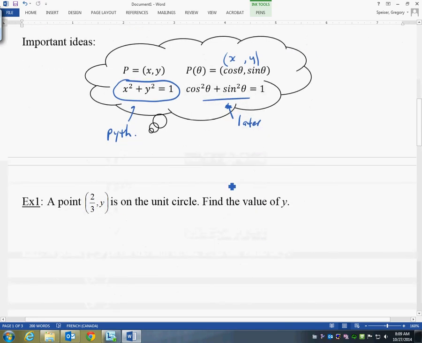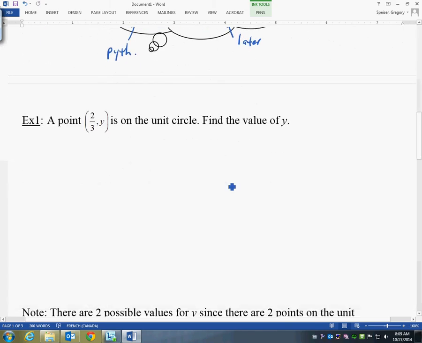Okay, moving on to the next page, we can start answering a few questions here. It says there's a point 2/3 comma y on the unit circle. Find the value of y. Well, before we start the question, why don't we just kind of visualize it? I'll try to draw a unit circle here. So just a reminder, this would be 1, 0, because the radius is equal to 1.